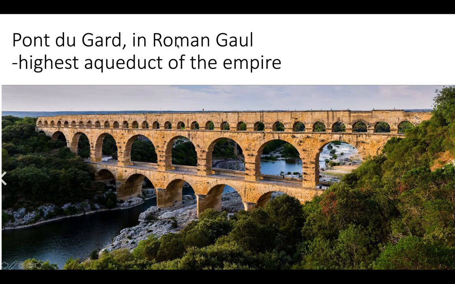This is in Gaul. I believe this is probably part of France, maybe Switzerland, I suppose. But at the time, it was in the Gaul part of Rome. This is the highest aqueduct of the empire. But look, this is still standing today. This is a pretty marvelous example of urban planning, providing a way for water to be transported across very vast distances.